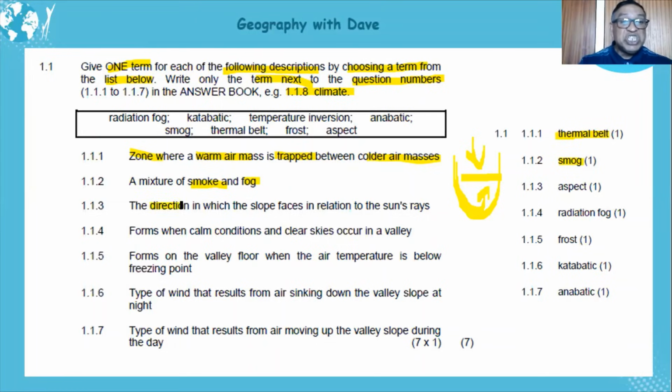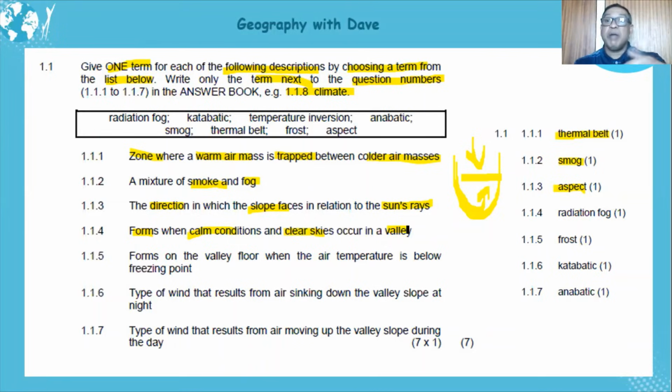The direction in which the slope faces in relation to the sun's rays. Examiners have been really nice here. The direction, all right, and the sun's rays. Immediately, if you can visualize that the sun is shining, it is aspect of slope, or aspect. Okay, forms when calm conditions and clear skies occur in a valley. All right, you've learned this.